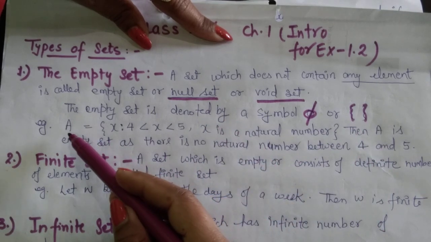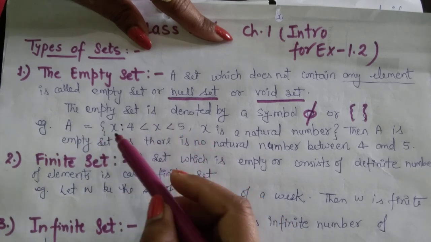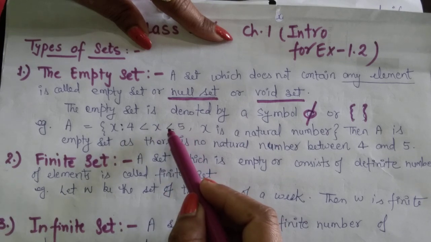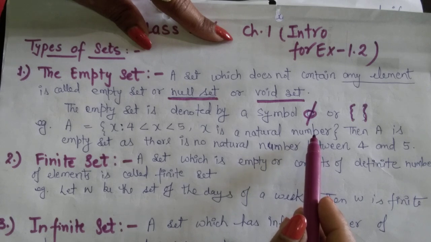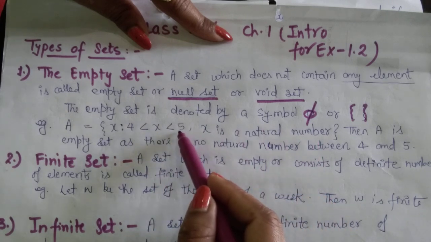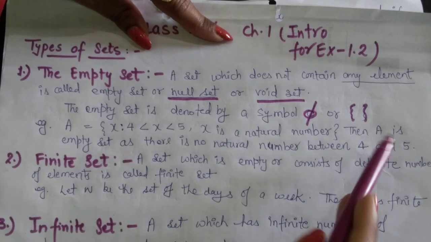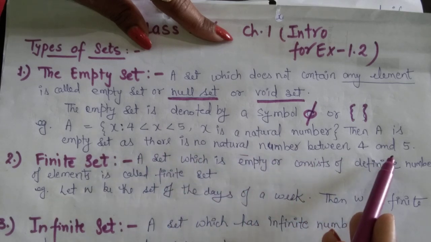So for example, I have A equal to, this is a set builder form, null set. x is such that x is greater than 4 and less than 5, and x is a natural number. So we all know that between 4 and 5 we don't have any natural number. That means there is no element in this set. Then A is empty as there is no natural number between 4 and 5.